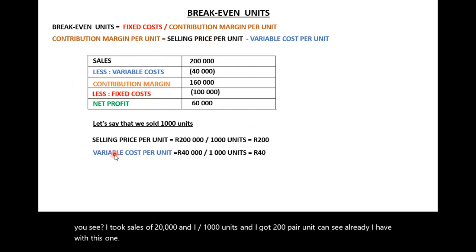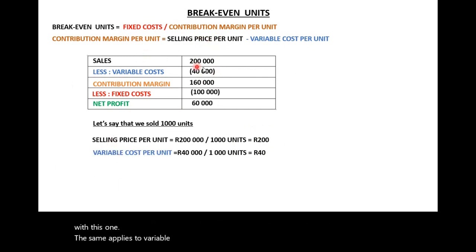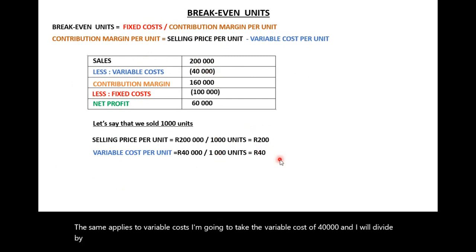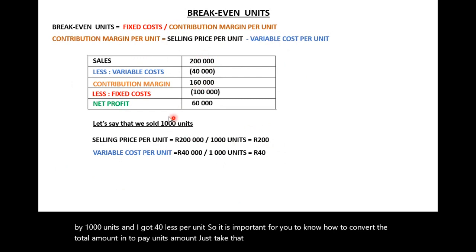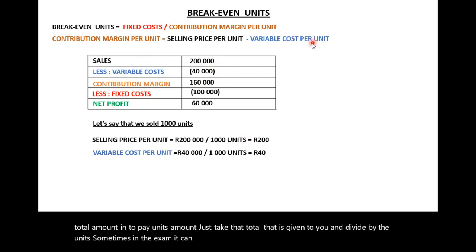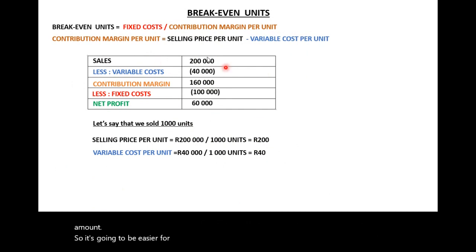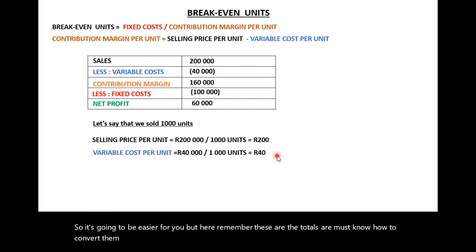The same applies to variable cost. I'm going to take the variable cost of 40,000 and divide by 1,000 units and I got 40 rands per unit. Can you see now? So it is important for you to know how to convert the total amount into per unit amount. Just take the total that is given to you and divide by the units. Sometimes in the exam you can be lucky whereby they give you the per unit amount, so it's going to be easier for you. But here, remember, these are the totals. I must know how to convert them to per unit.